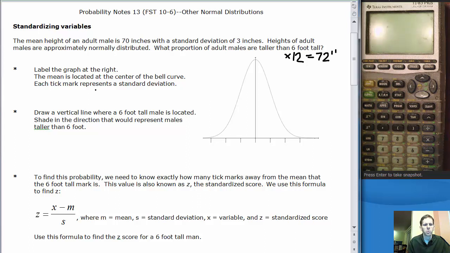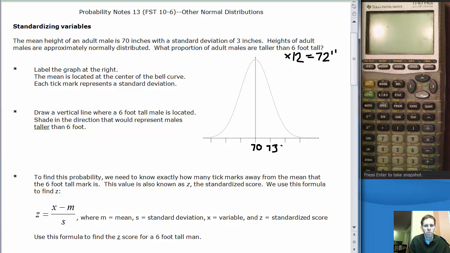The first thing we're going to do is label the graph at the right. Now the mean is located at the center of the bell curve. That's this vertical line right here, and this is your mean or your average height. We're going to label that as 70 inches. Each tick mark represents a standard deviation. So if a standard deviation is 3 inches, that means this first tick mark is 3 inches further away from 70. So it would be at 73 inches.